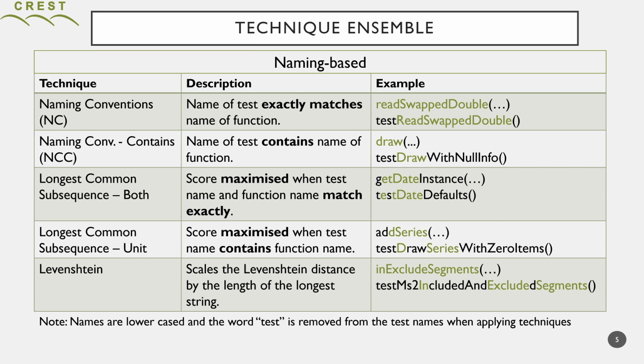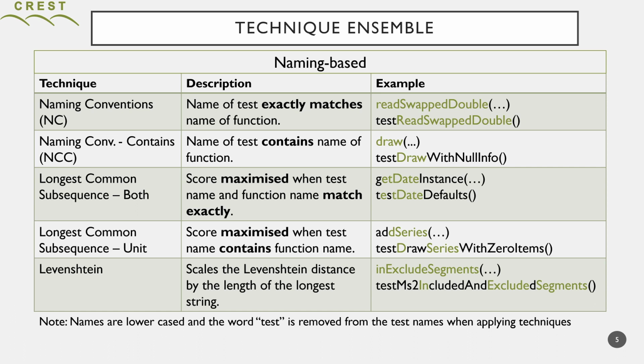So for our technique ensemble, we break them out into naming-based and call-based techniques. For the naming-based, we've selected the traditional naming conventions, as discussed previously. However, due to the weaknesses of this technique, we also propose a new technique, which is naming conventions contains, which is the same principle. However, instead of the names having to match exactly, the test name only needs to contain the name of the function, so we can map multiple functions to a single test.